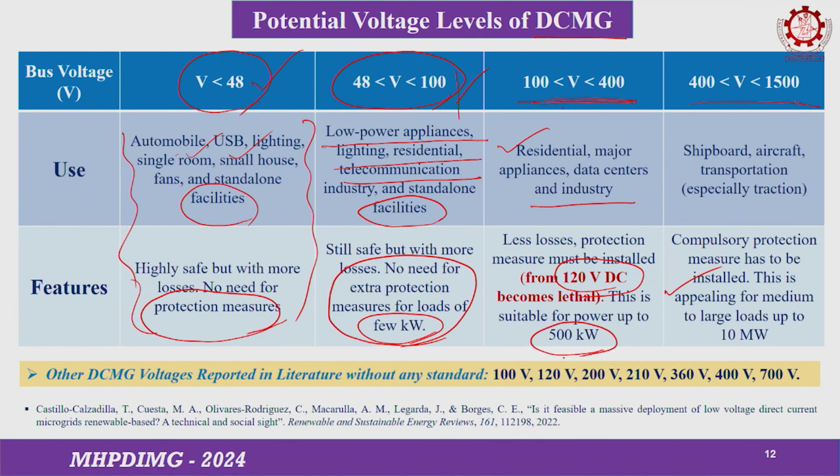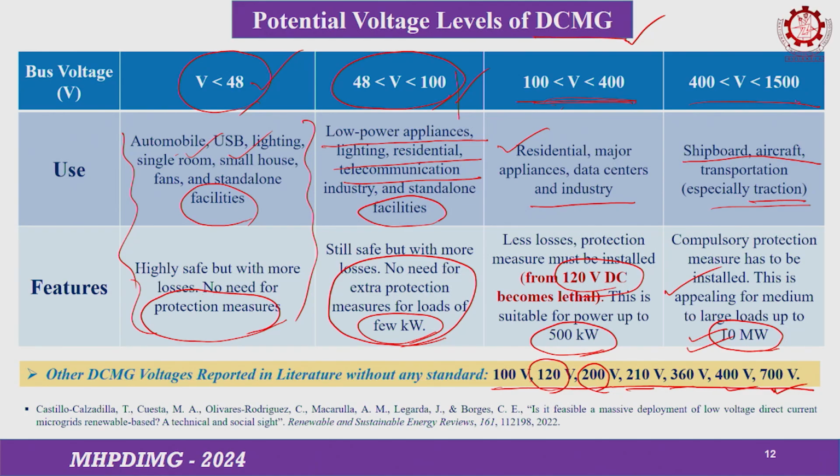but the power level for this up to 400 volt is 500 kilowatt, whereas for the 400 to 1500 volt system, the power limitation is up to 10 megawatt, but with a proper protection system. The applications for 400 to 1500 volt are shipboard, aircraft, transportation and traction, etc. Okay. So, these are the potential voltage levels in the DC microgrid and the corresponding standards available. Apart from this, there are a few other voltage levels also available in literature, such as 120 volt, 200 volt DC microgrid, 210. This is not properly standardized, but it is reported in literature, that is 360, 400, again up to 700 volt. Okay. So, that I have marked here.